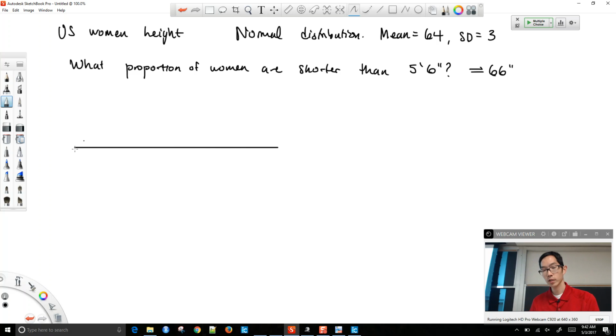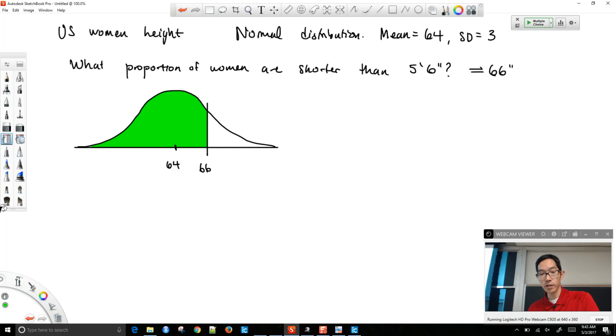Okay, so if I draw a picture, in the middle we're going to put the mean, 64. And then 66 is bigger than 64, so that goes to the right of 64. And now I want to know what proportion of women are shorter than 66 inches. So this is kind of my setup.